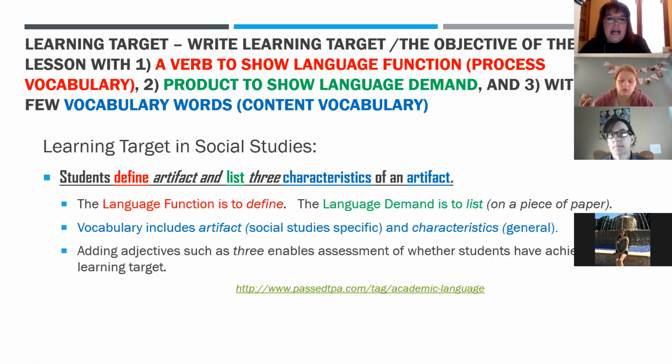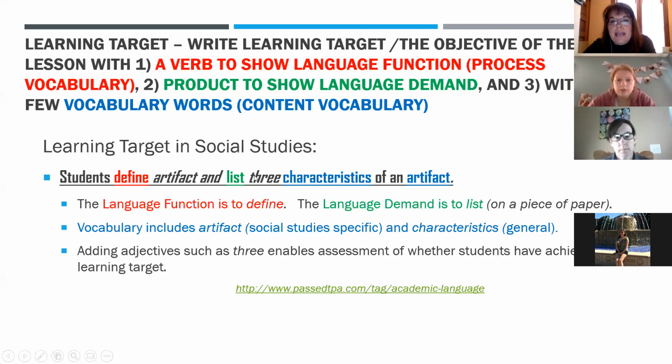Okay, so what does this look like? I love this breakdown here because it's color-coded. Color-coded is fantastic, right? So here's a sample learning objective that someone might have in their lesson plan. Students define artifact and list 3 characteristics of an artifact. What you see right here is define is my language function. The red, that's my language function. We call it process vocabulary, edTPA calls it language function.